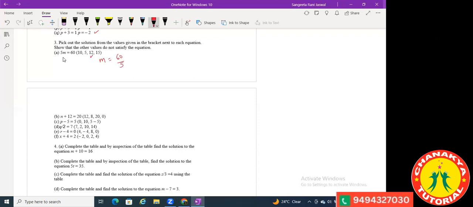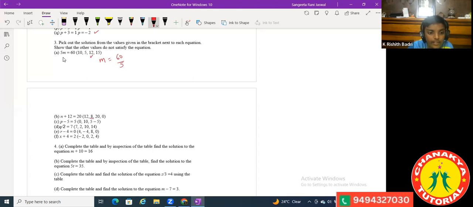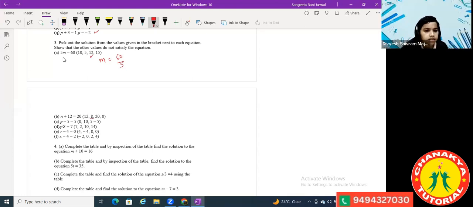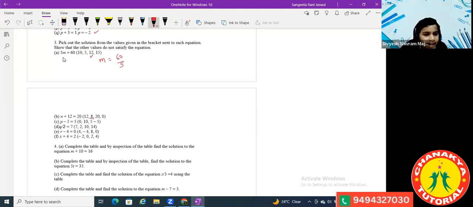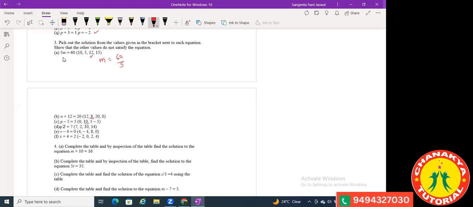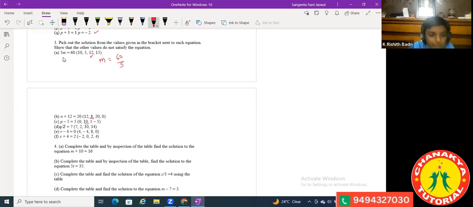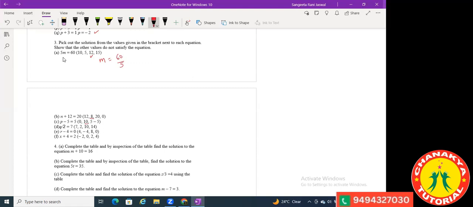N plus 12 is 20. Ma'am, 8. Okay, C part. P minus 5 is equal to 0. Ma'am, 10. 10, not 0, because 0 minus 5 will be minus 5. Yes, ma'am. Okay.